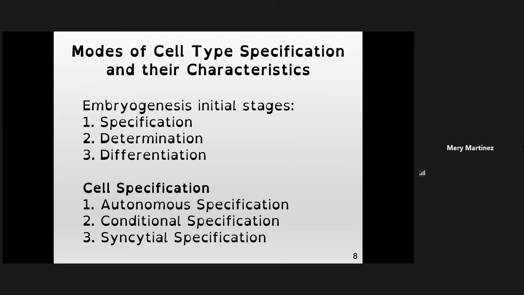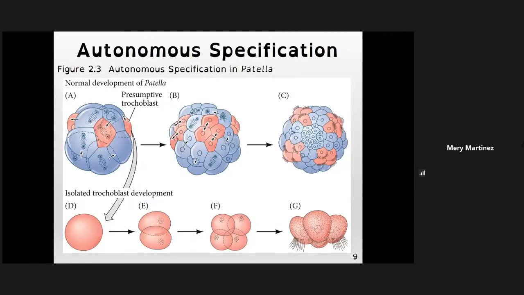So let's start with the autonomous specification. In this autonomous specification, we see that this is characteristic of most invertebrates. Okay, we don't see this much in vertebrates, but we see it more in invertebrates. So in an embryo, depending on the cell position in the egg, cells have a specific fate.